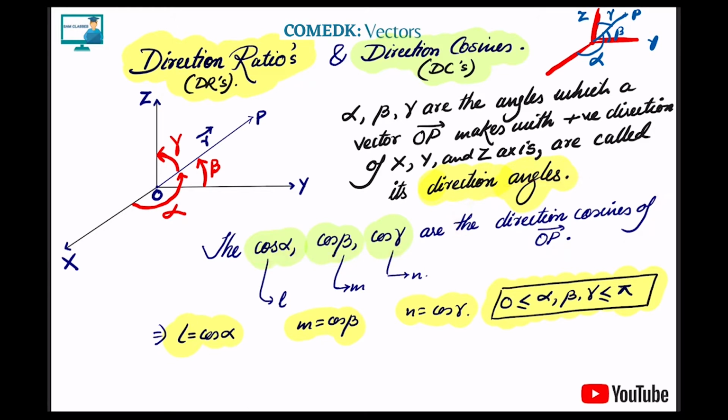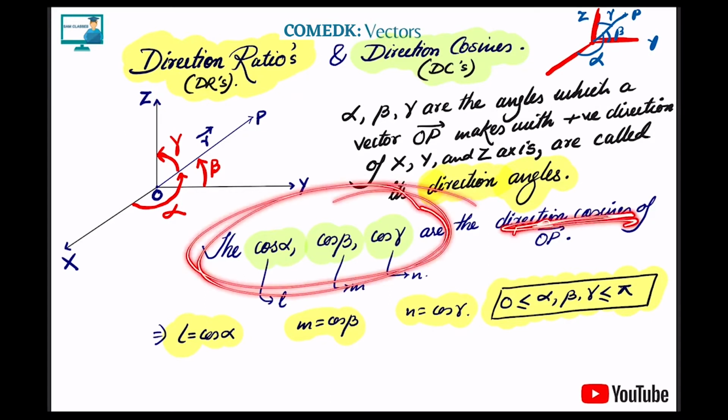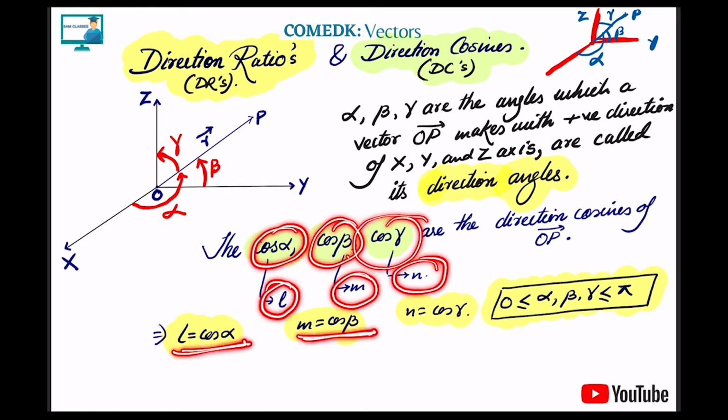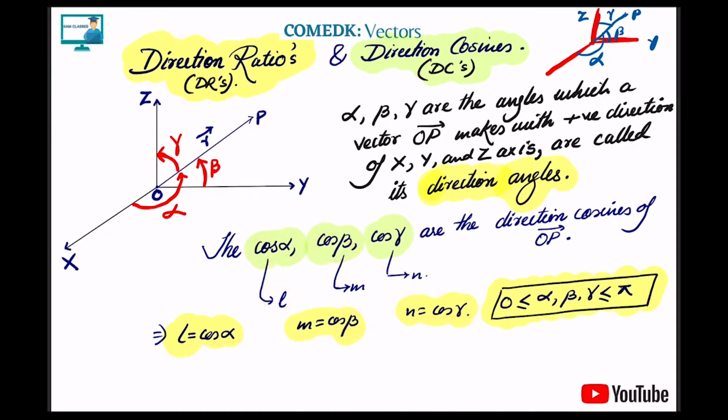So what basically is a direction cosine? The positive angles that this vector makes with x, y, z are known as direction angles, and the cos values of those angles are known as the direction cosines. Clear? Now we have given a name for that. Cos alpha is denoted by l, cos beta by m, and cos gamma by n. So l is equal to cos alpha, m is equal to cos beta, and n is equal to cos gamma. These angles alpha, beta, gamma range from 0 to 180 degrees.